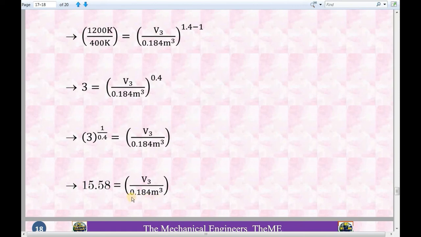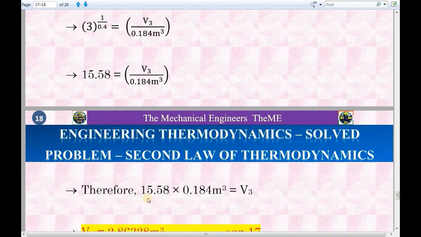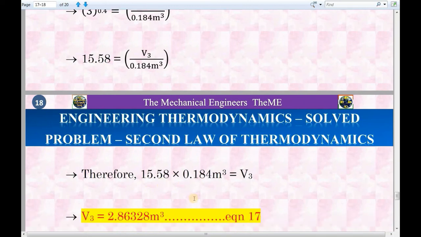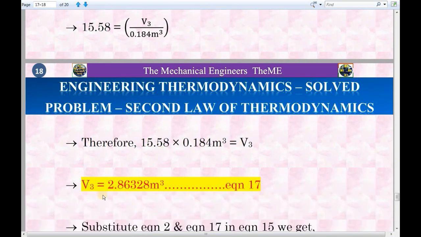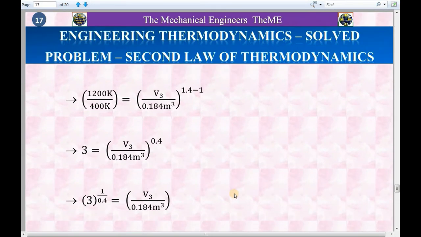Now bring this 0.184 meter cube to the LHS. We get 15.58 into 0.184 meter cube is equal to V3. In this LHS, 15.58 into 0.184 meter cube is 2.86328 meter cube. So the next step will be V3 is equal to 2.86328 meter cube, and consider this one as equation 17. Now substitute this V3 value in equation 15.